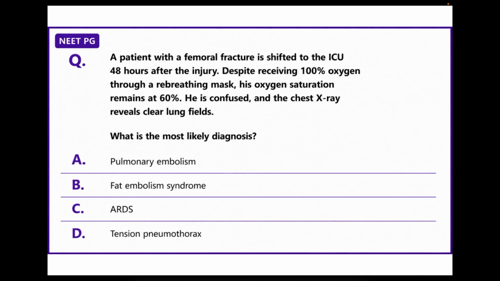And here comes another question. Let's see if you guys could answer this. I hope you guys got the clue to solve this question. So if you get this question in NEET PG, you can solve it in just 10 seconds.